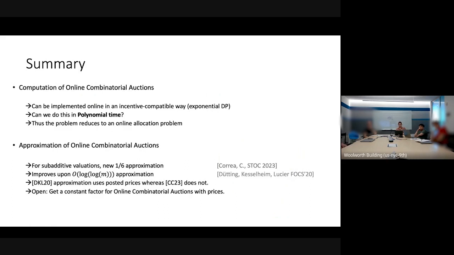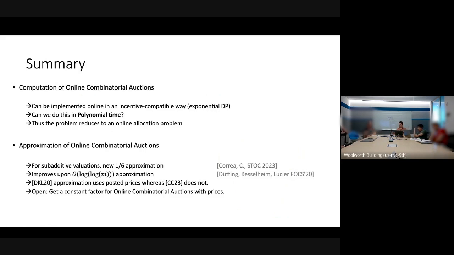Another direction that is also open, and I'd say it's immediate from what I said, is whether a constant is possible if we do pricing, if we do posted prices. The two approximation for XOS and the log m approximation for subadditive are both using posted prices. That means we compute a price for each item beforehand, post these prices, and let agents take whatever maximizes their utilities. And this is a much simpler kind of mechanism.